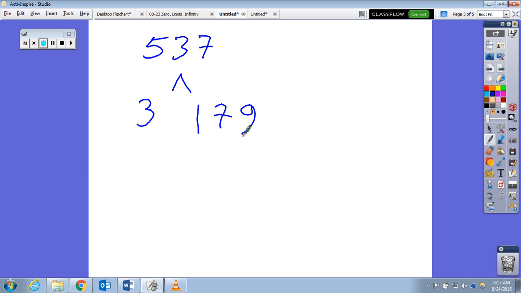So 179, is that a multiple of 5? No, because it doesn't end in a 5 or a 0, right? Next smallest prime number, 7. Someone figure out if this is a multiple of 7, please. It's not. Okay. Then 11. 179 divided by 11. What do you get? Okay, so 16 and change.